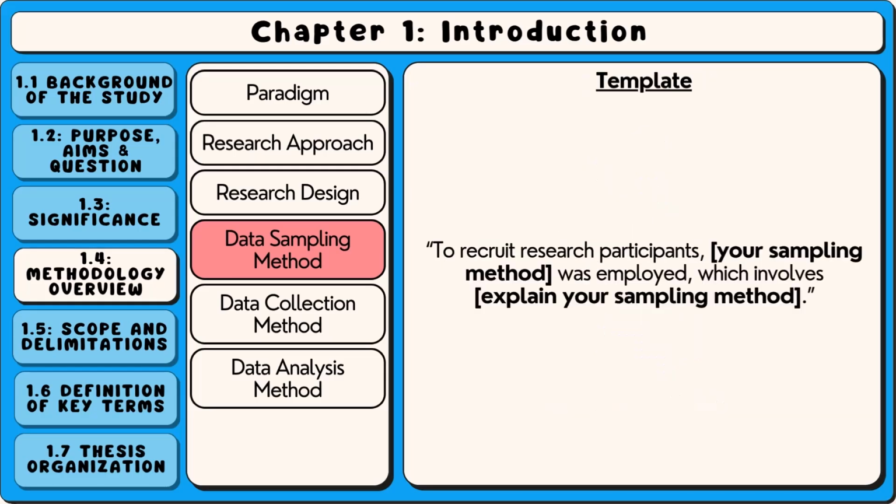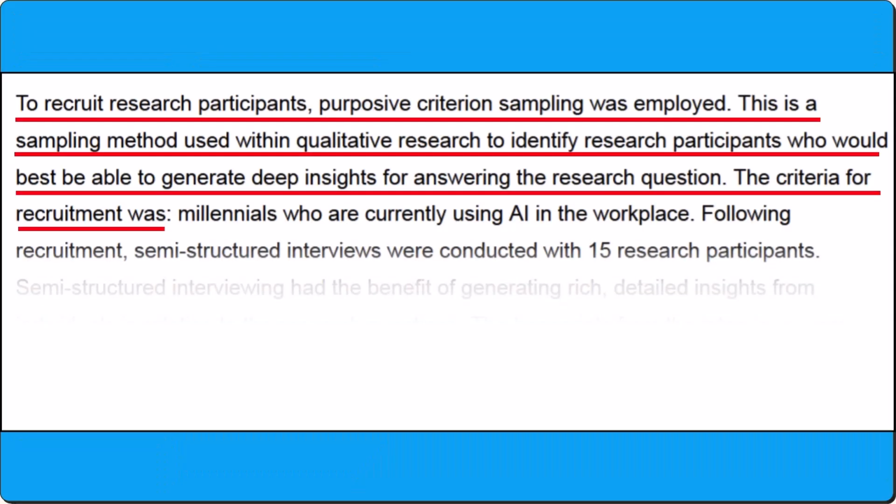To recruit research participants, your sampling method was employed, which involved, and then you want to explain your sampling method. Here's how our sample piece did it. To recruit research participants, purposive criterion sampling was employed. This is a sampling method used within qualitative research to identify research participants who would be best able to generate deep insights for answering the research question. The criteria for recruitment was, and then it outlines how the author went about selecting their research participants.